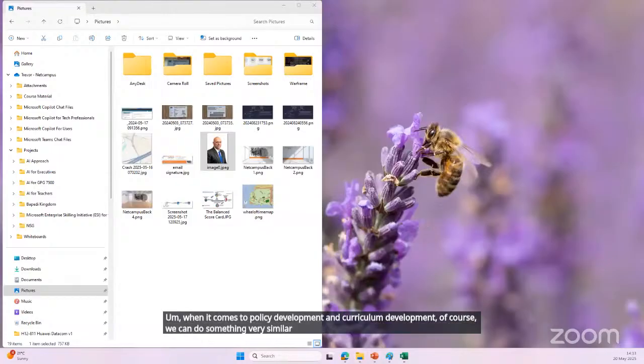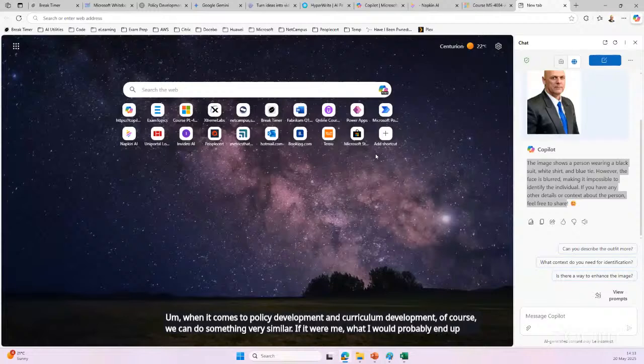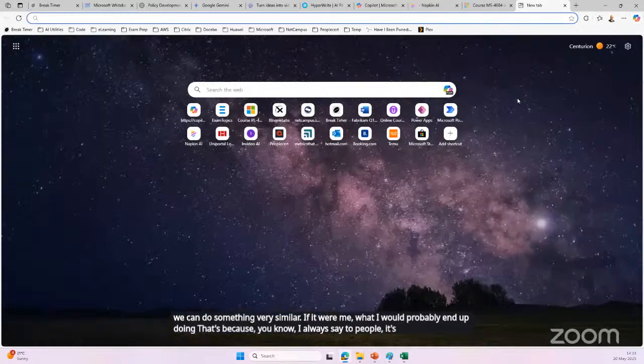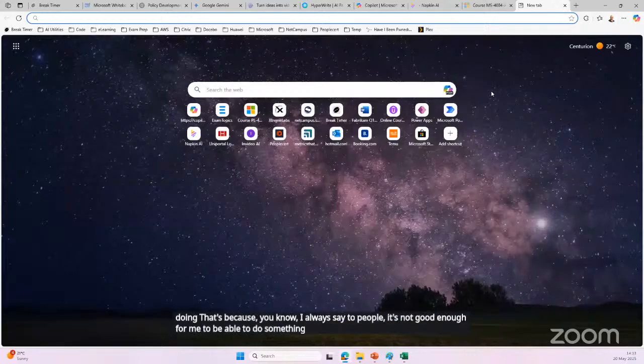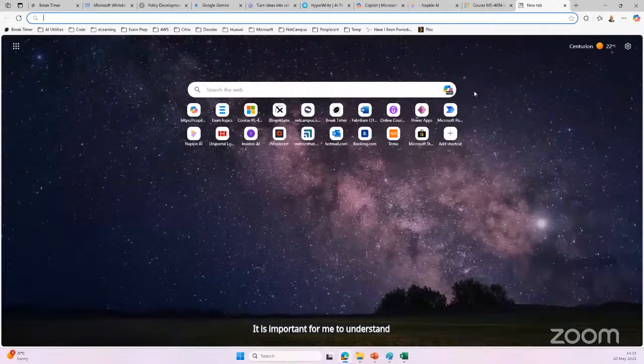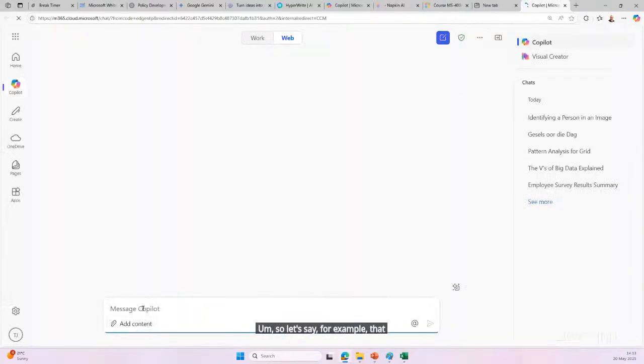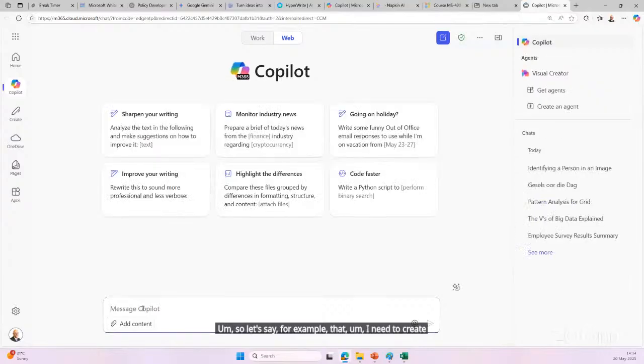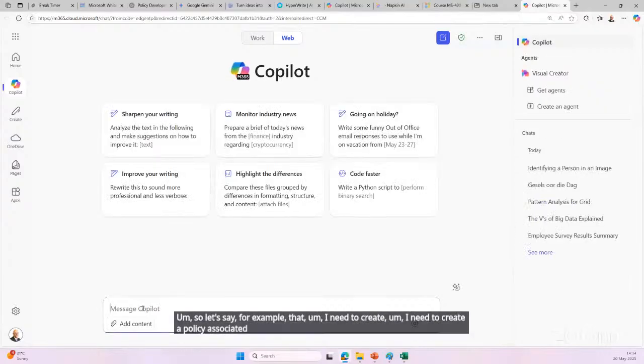If it were me, what I would probably end up doing is, because I always say to people, it's not good enough for me to be able to do something. It is important for me to understand the process behind what is being done. So let's say, for example, that I need to create a policy associated with information security management.